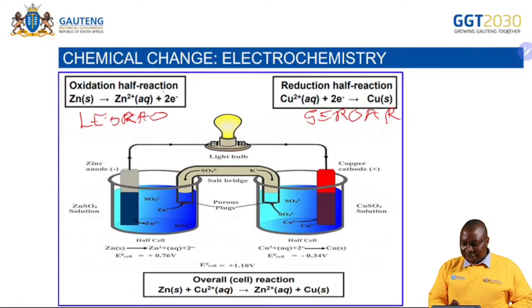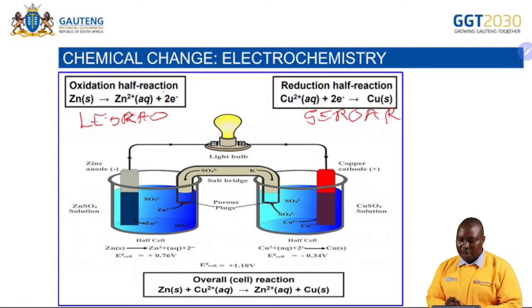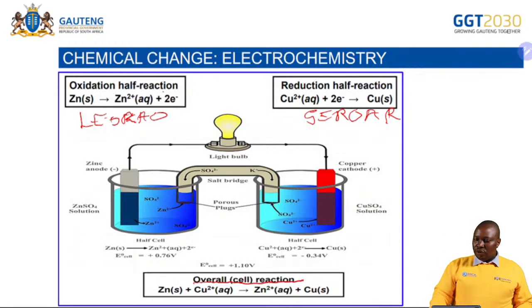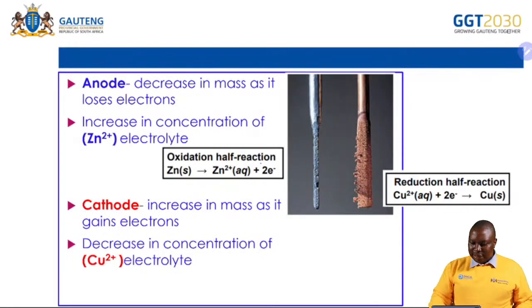When you have the two half reactions, you must be able to come up with the overall cell reaction, which means you must add the two half reactions to get what we refer to as the overall cell reaction. So you got to know how to do that. I will explain in the following slides.